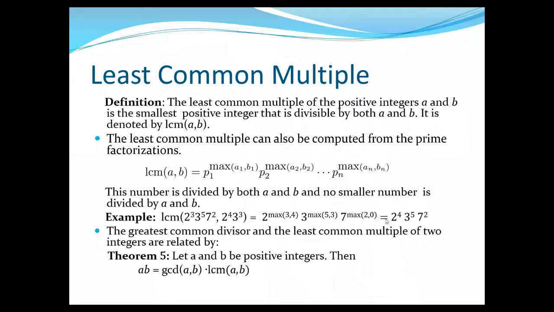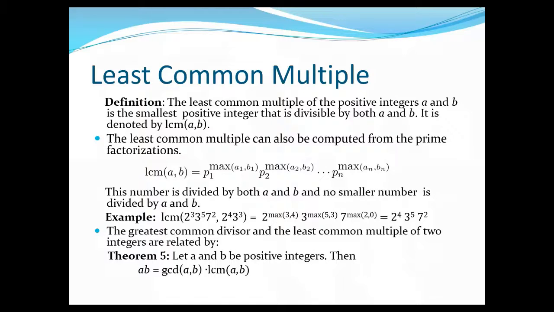So 2 raised to 4 times 3 raised to 5 times 7 raised to 2. Multiply this, and that will be your LCM. GCD, minimum exponent. LCM, maximum exponent.